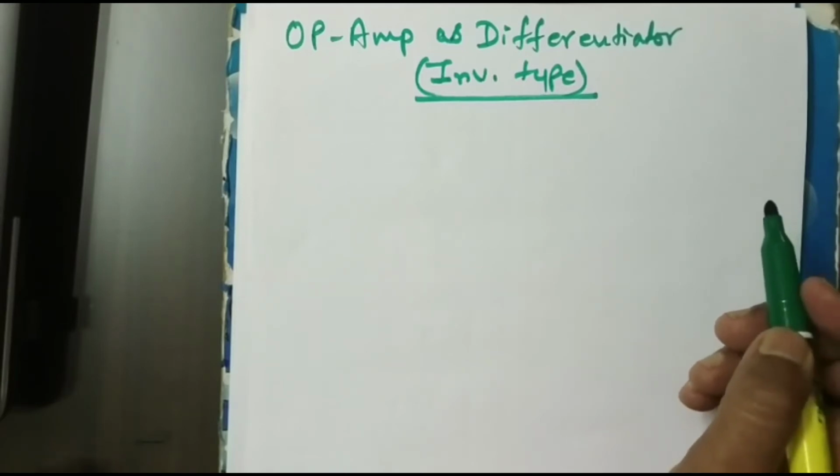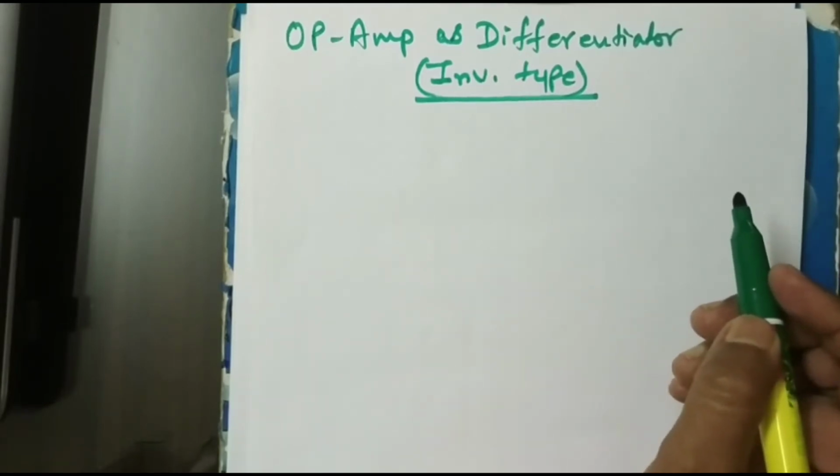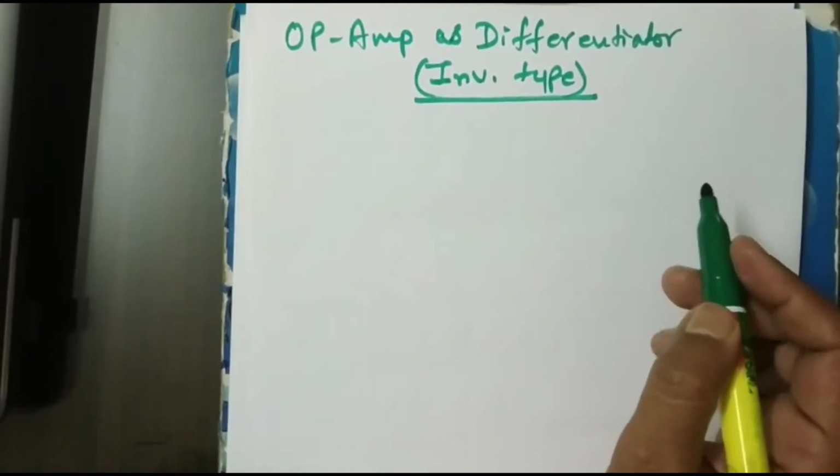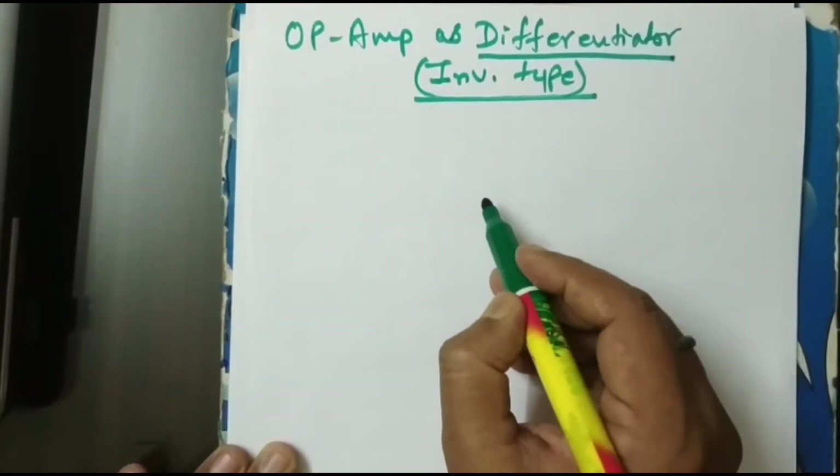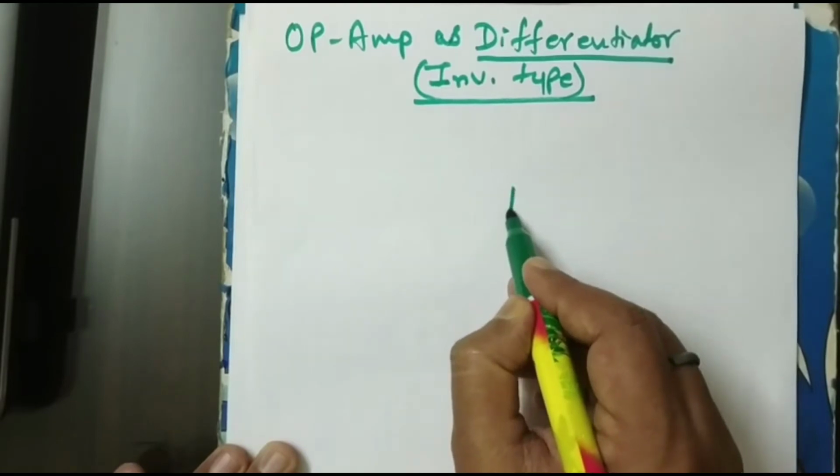In this lecture I shall discuss the analysis of differentiator and integrator using op-amp in the inverting mode. So let's start the analysis. First we come to the analysis of differentiator. For the differentiator I must draw the diagram first.